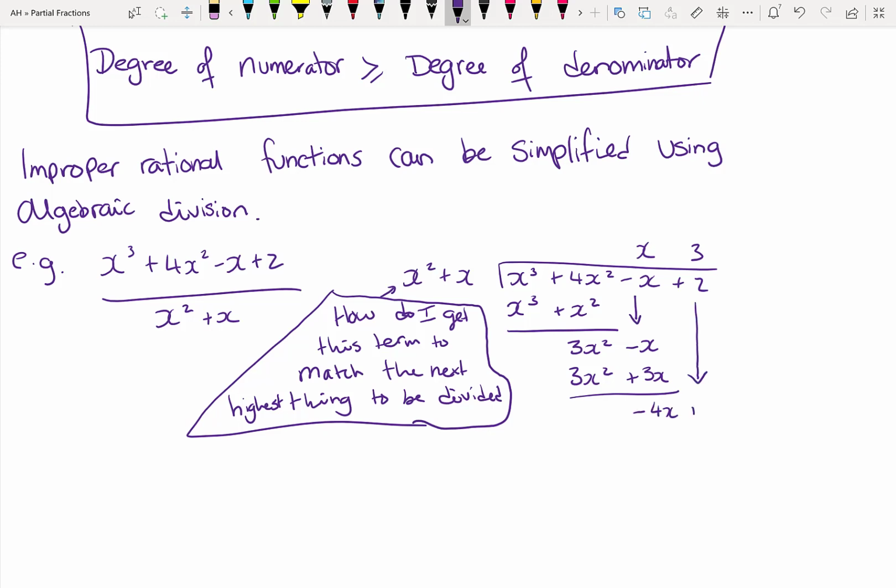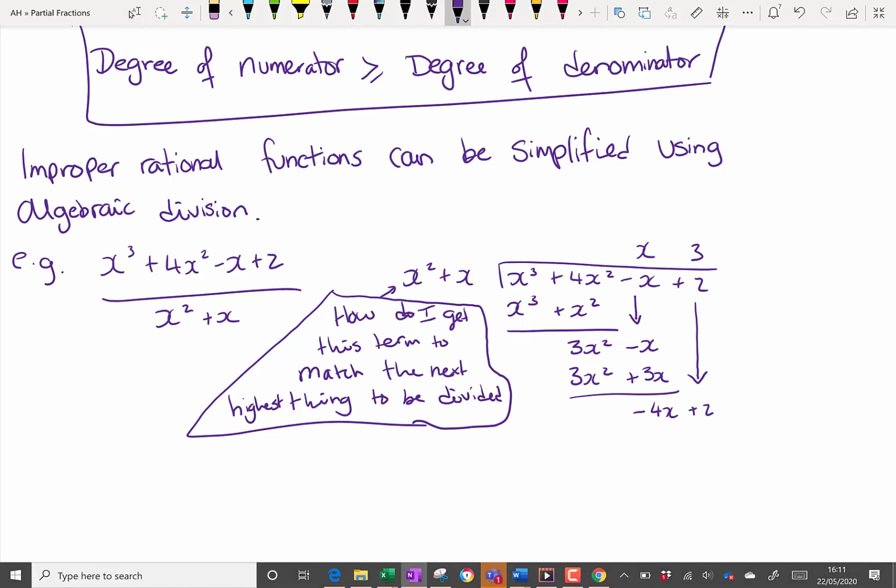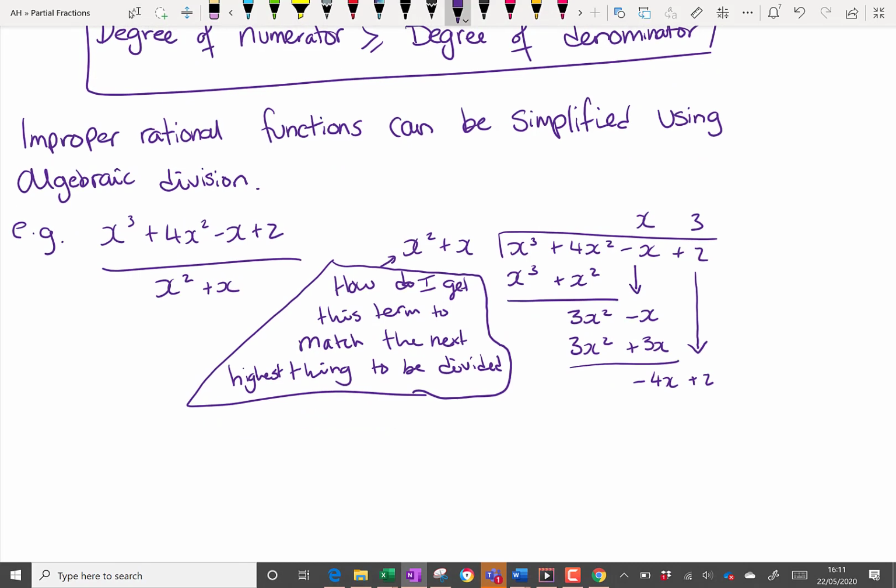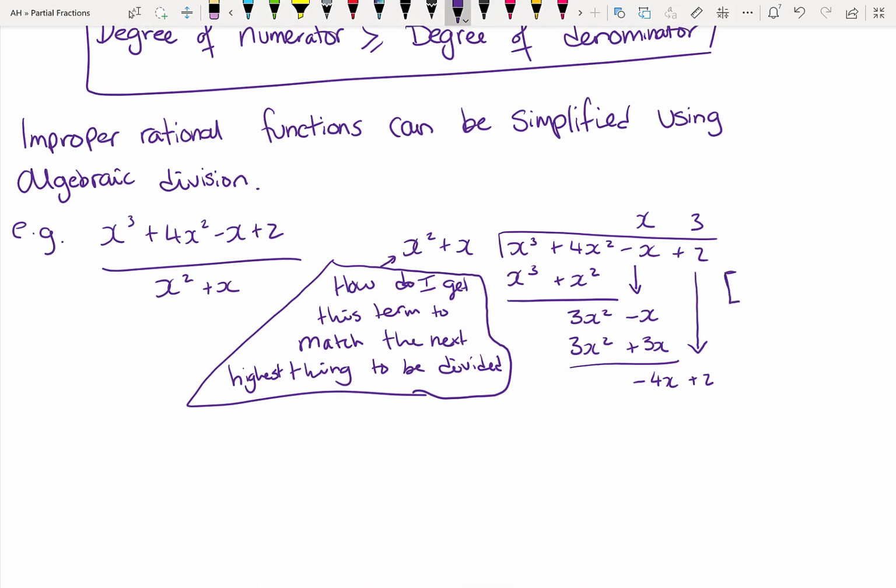And I'll bring down my plus 2. Okay, so just remind ourselves of our steps. What we've done, some squarey brackets here, is we did x squared plus x, and we multiplied that by x. And then here, I took my x squared plus x, and I multiplied it by 3. Okay, that's how I got each of those lines. Once I get to this bit though, I can't make it match anymore.